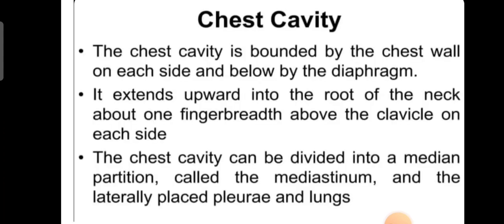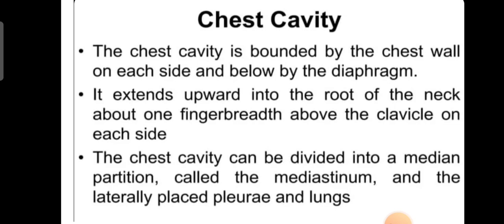In this video we will see about the anatomy of mediastinum. So first we should know about the chest cavity. It is bounded by the chest wall on each side and below by the diaphragm. It extends upward into the root of the neck about 1 finger breadth above the clavicle on each side.